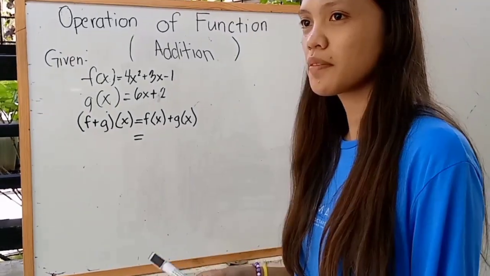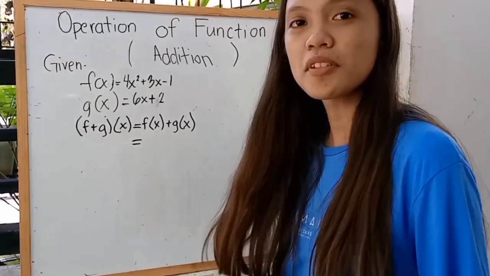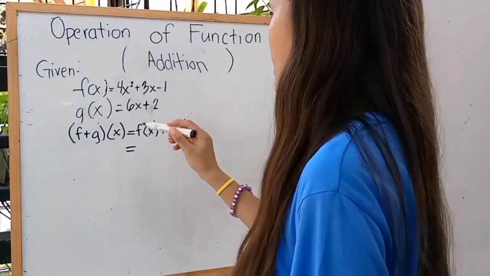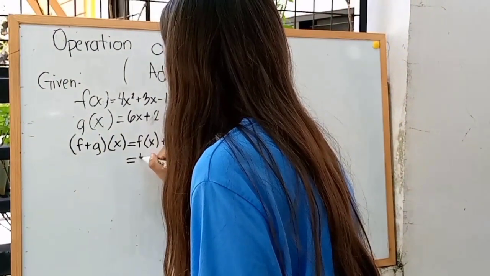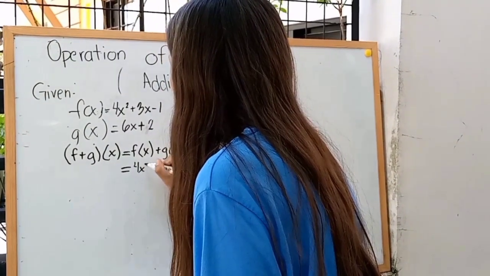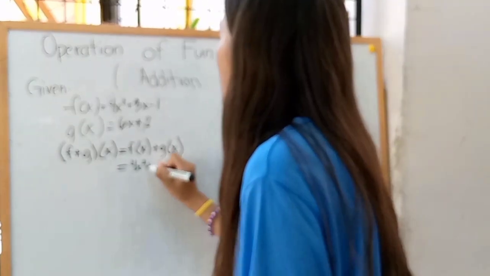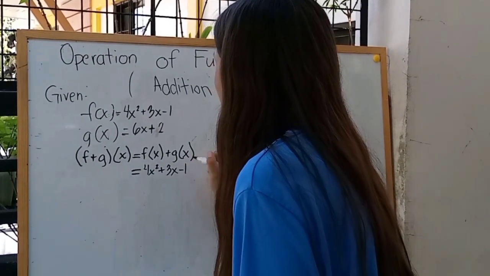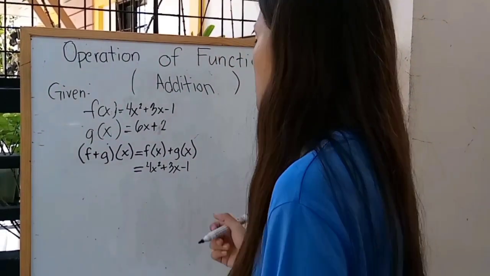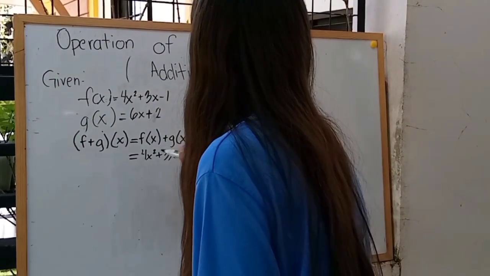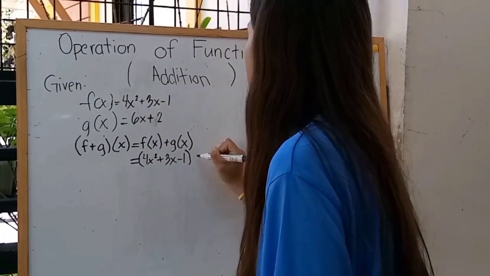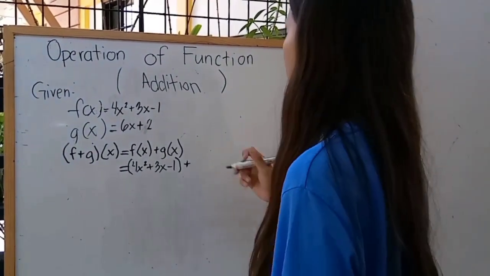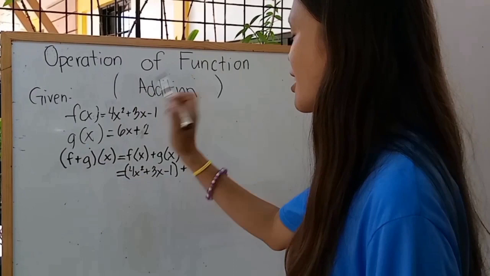First we have the substitution, which is the f of x, 4x squared plus 3x minus 1, plus the g of x.